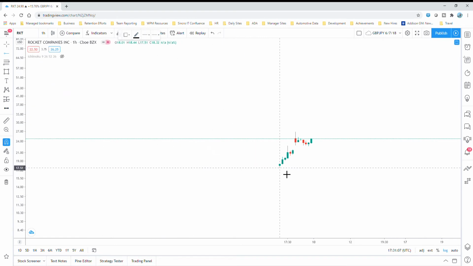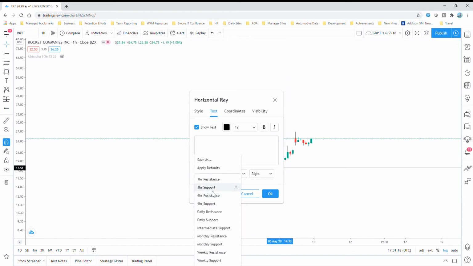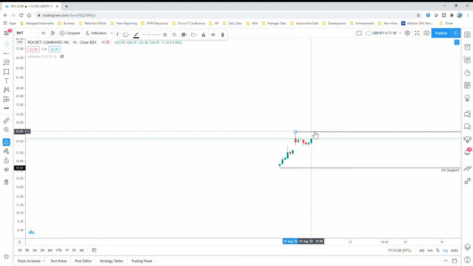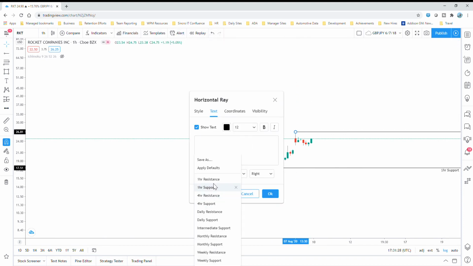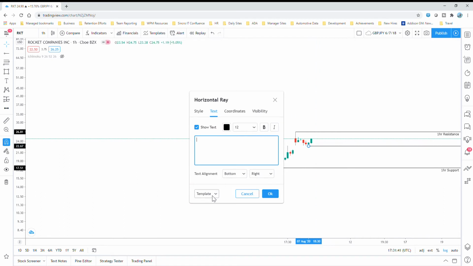So, got our support here, and this is on the 1 hour chart because the stock just opened. So, do 1 hour support, and this is our 1 hour resistance here. What we'll end up doing is going down to lower time frames to kind of see where things are. This here is also another level of support. Price came down and rejected off.